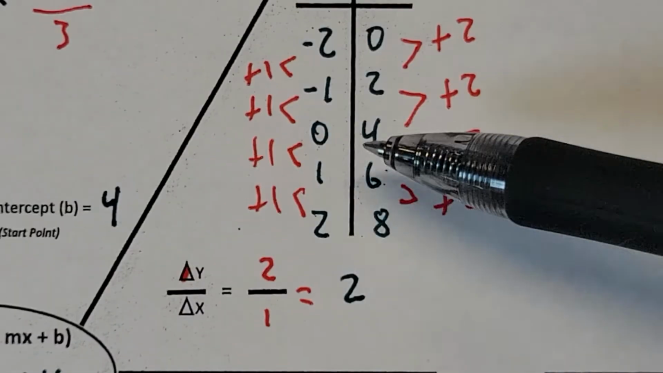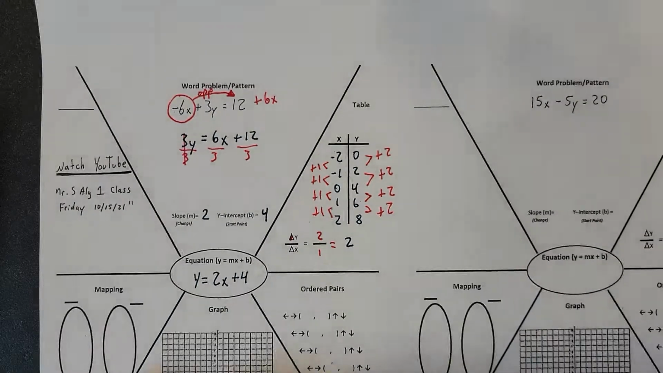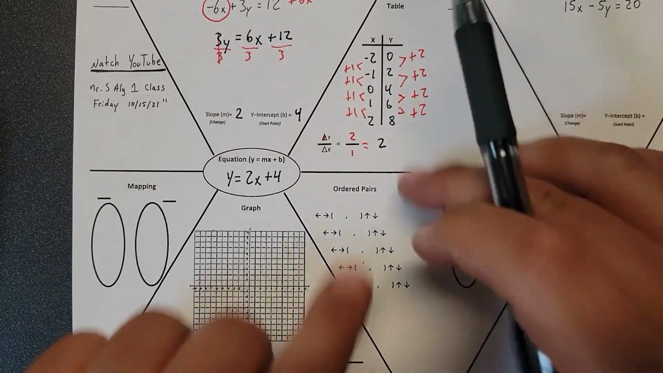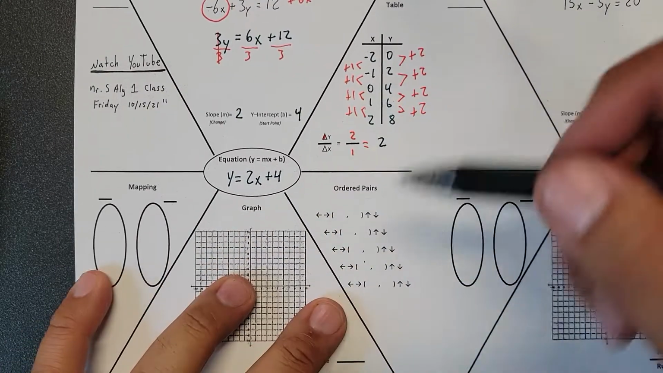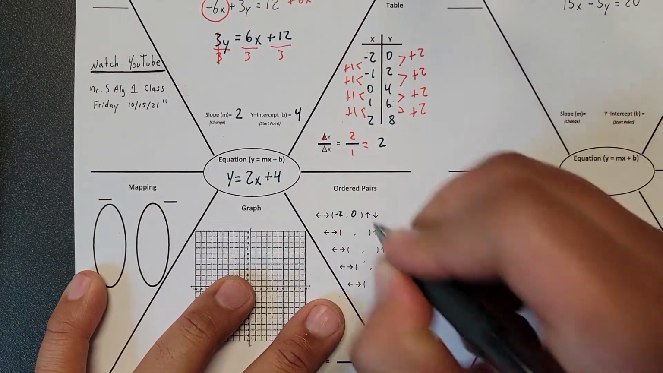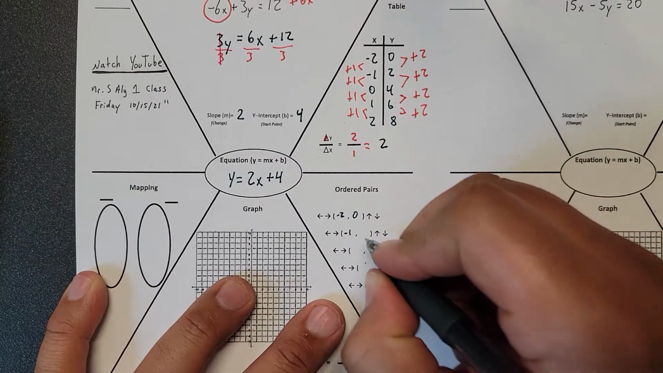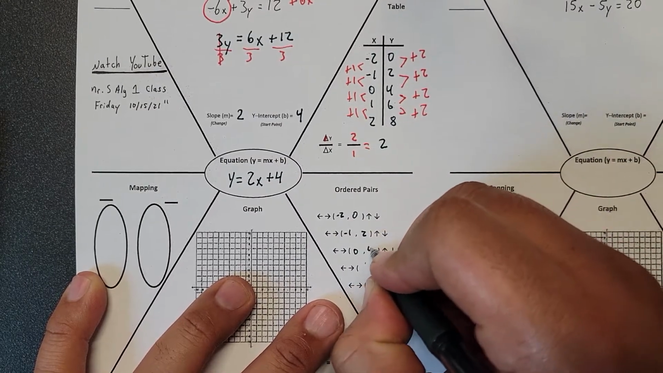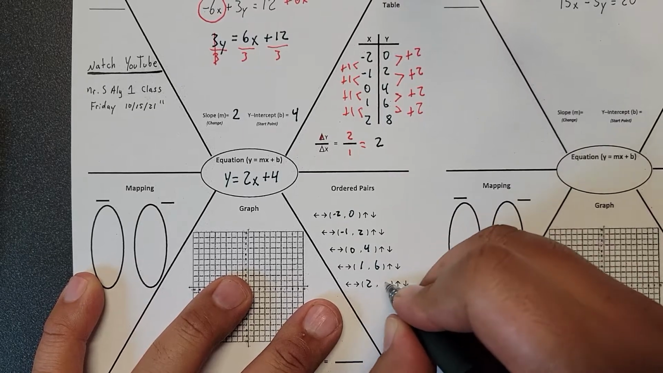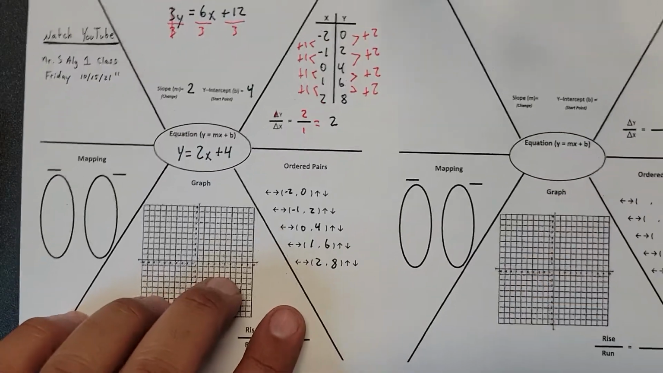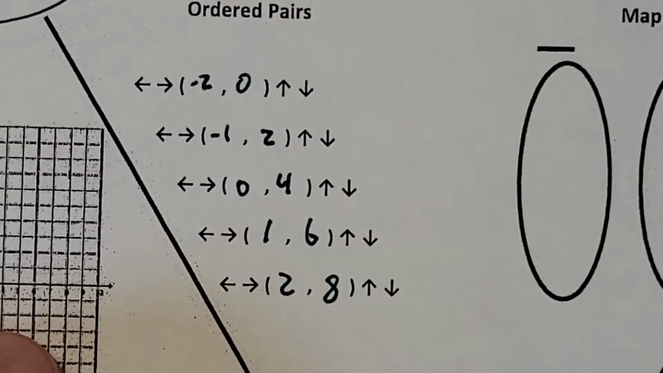Now from here, guys, you're just going to copy down. So this is the easy part. Everything on the bottom, you're just going to copy down from the table. So todas estas respuestas son en la tabla. Nomás la vas a copiar. So I have negative 2, 0, negative 1, 2, 0, 4, 1, 6, 2, 8. You're just copying it down.